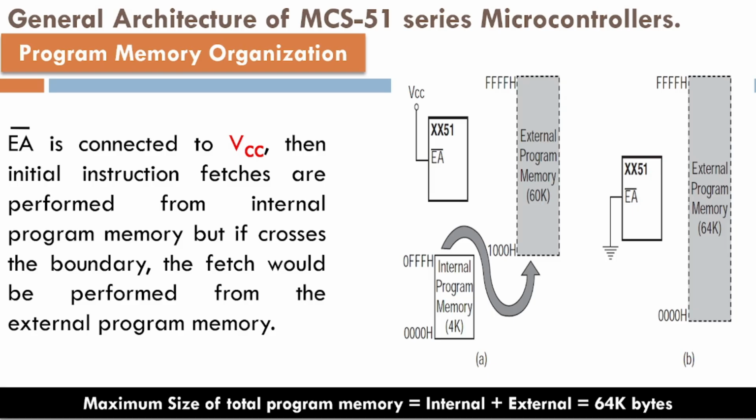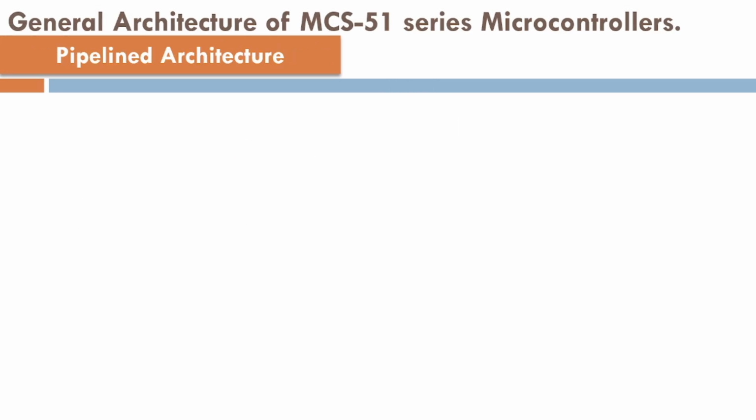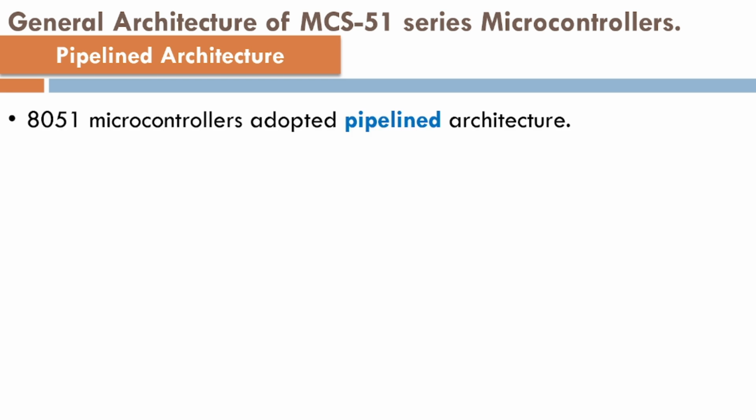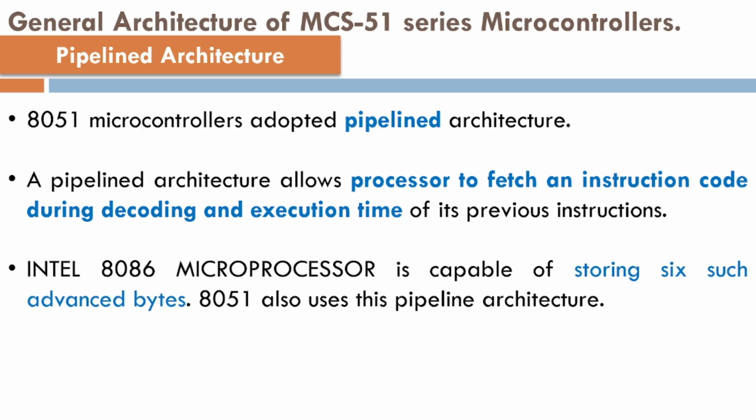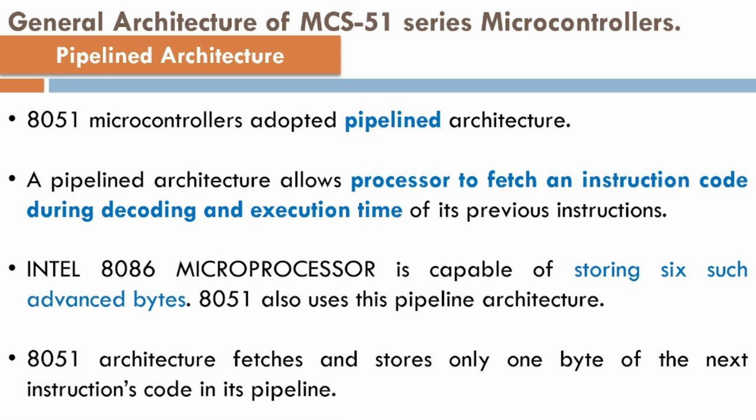The 8051 series microcontrollers adopted a pipelined architecture. A pipelined setup is highly efficient because it allows the processor to fetch an instruction code during the decoding and execution time of its previous instructions. As a point of comparison, the Intel 8086 microprocessor is capable of storing 6 such advanced bytes, whereas the 8051 architecture fetches and stores only 1 byte of the next instruction's code in its pipeline. Ultimately, this pipeline architecture makes the processor faster.